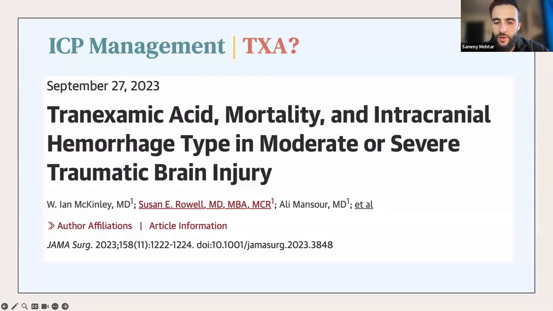The recommendation from this study was that there could be a potential benefit from using TXA for patients with moderate or severe TBI with intracranial hemorrhage. And this was done at the University of Chicago.